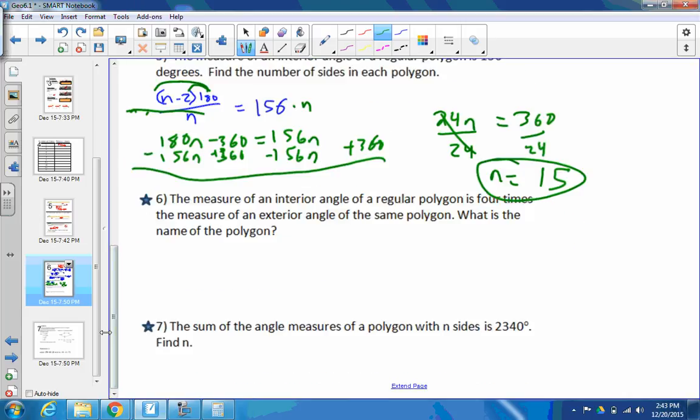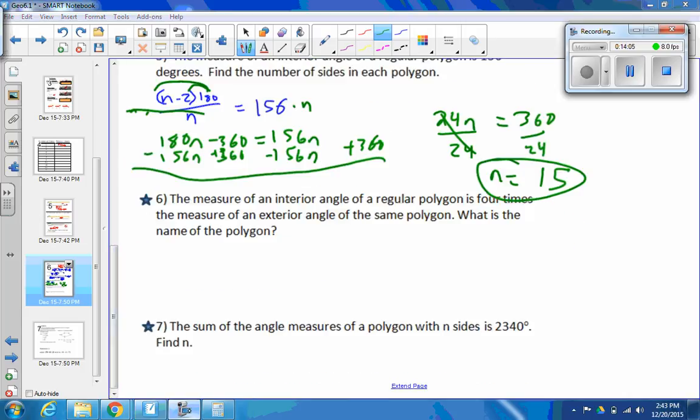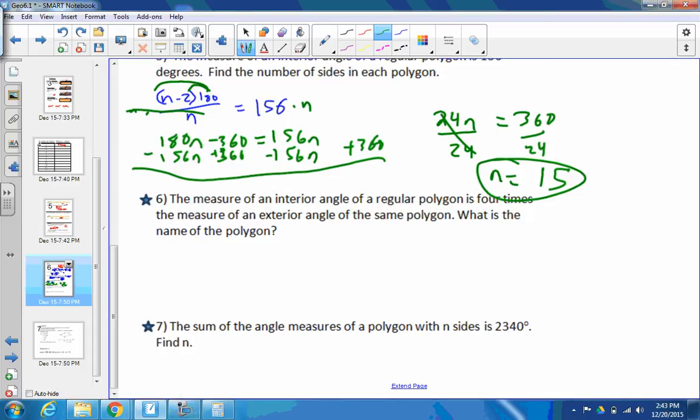Alright. Now I've got two more, a little bit more challenging ones here. We'll see what time we're at. Alright. So number 6 says the measure of an interior angle of a regular polygon is 4 times the measure of an exterior angle of the same polygon. What is the name of the polygon?